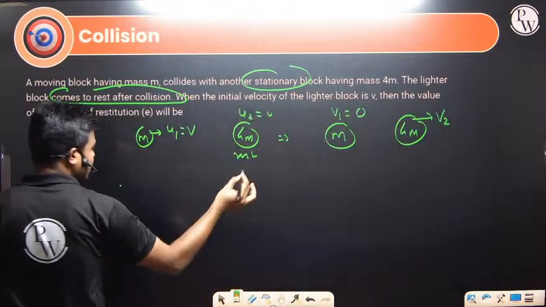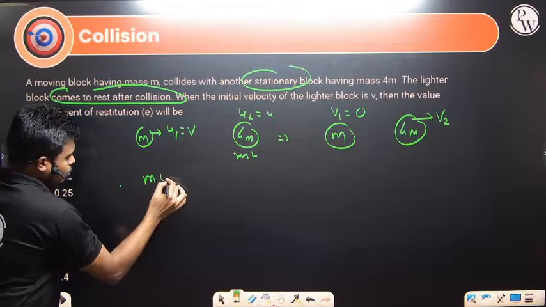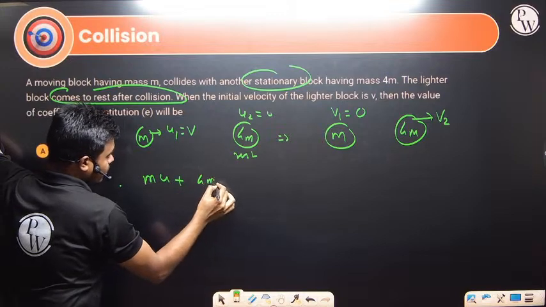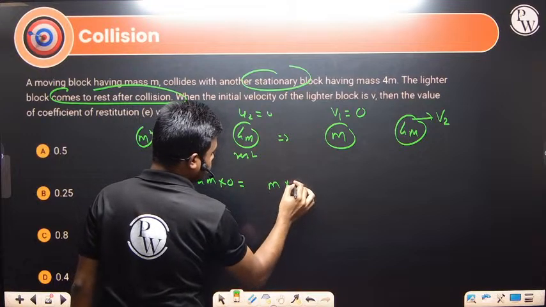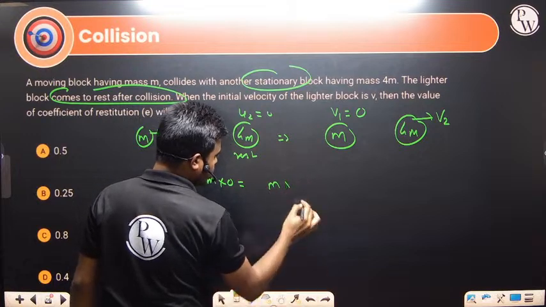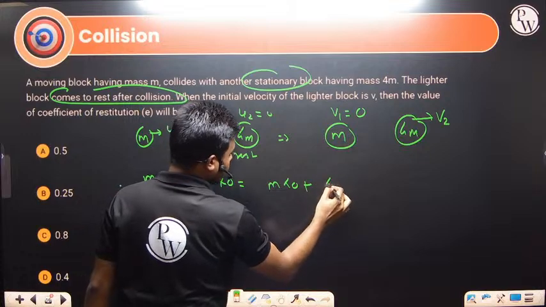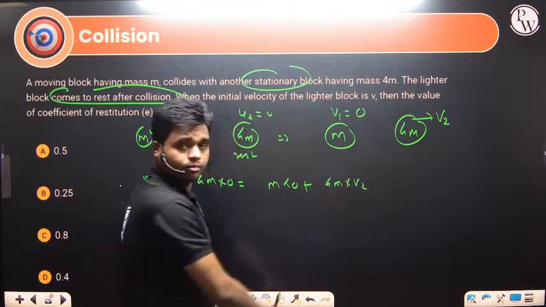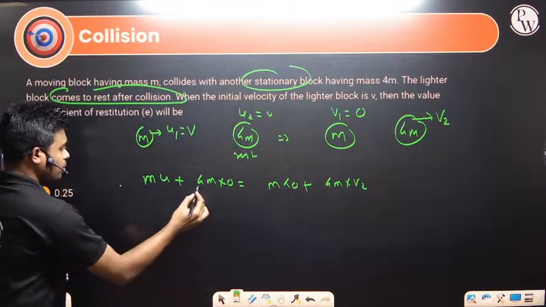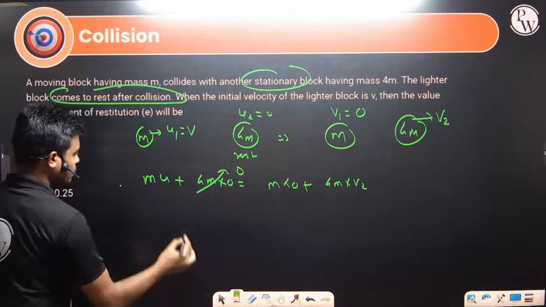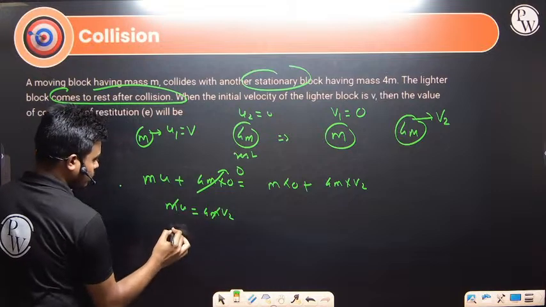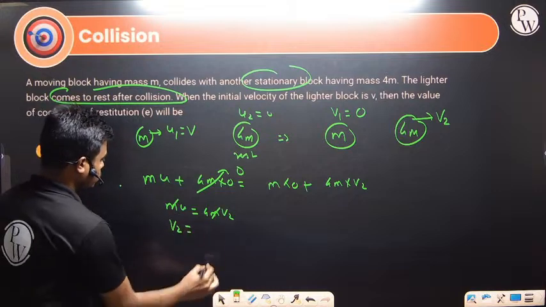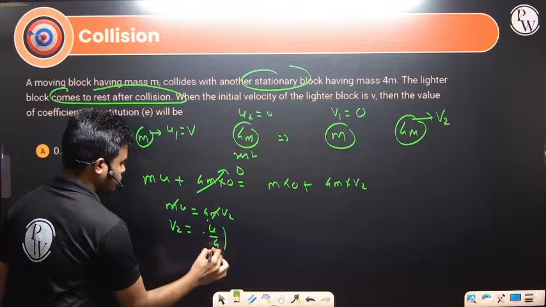Here we can write the conservation of momentum: m into u plus 4m into 0 is equal to m into 0 plus 4m into v2. So this particular term will be 0, and we get m u equals 4m v2. The m cancels. What is v2? It is u by 4.